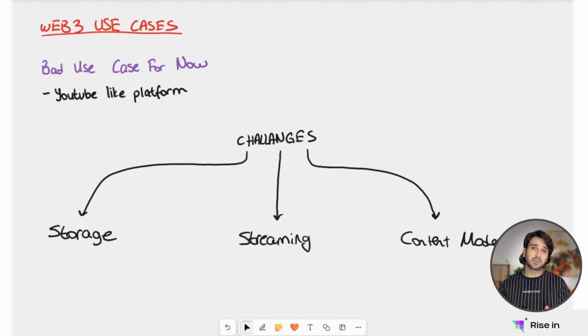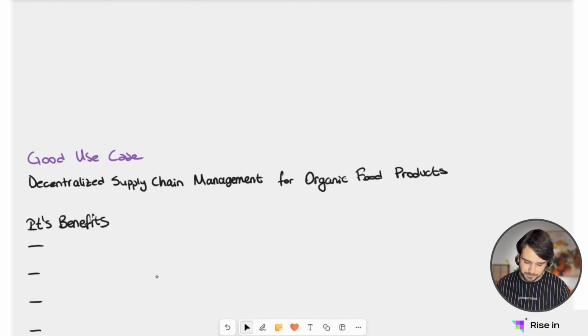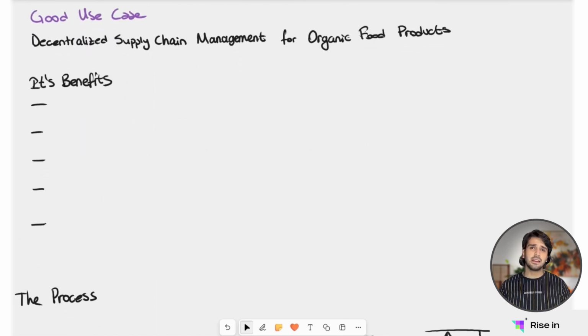Now, let's look at a good use case. Here, let's say we have decentralized supply chain management for organic food products. Even though the name doesn't sound that good, let's look at its benefits so we can understand why it's a good use case. The first benefit is transparency in sourcing.